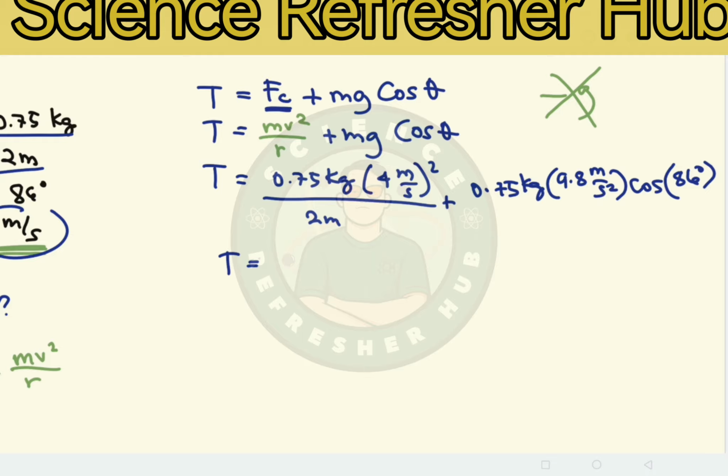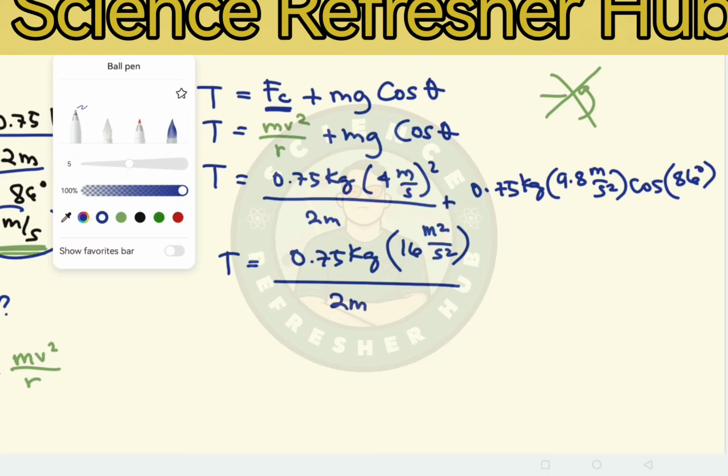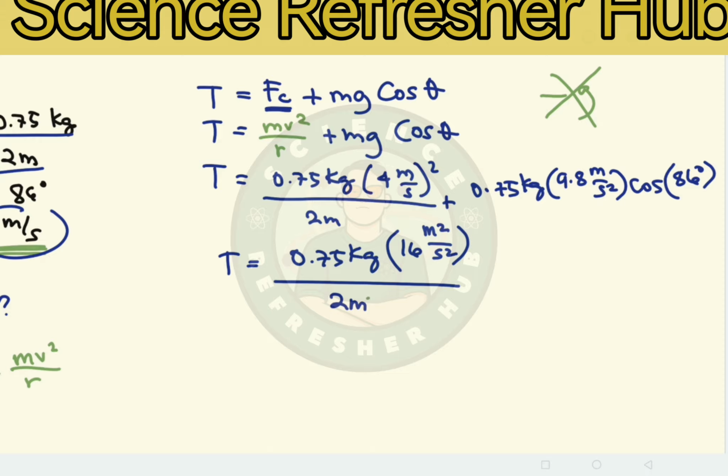Okay, let's get first the centripetal force of our problem. Centripetal force, don't forget that you will do it this way. Copy this 0.75 kilogram multiplied by 4 times 4, we have 16, because we squared it, and then meter squared, second squared, divided by 2 meters. So we can cancel something here, like our meter, and since we have 2 meters here, we can cancel the meter. Okay, so let's continue.